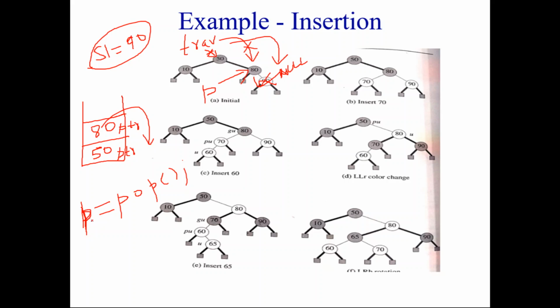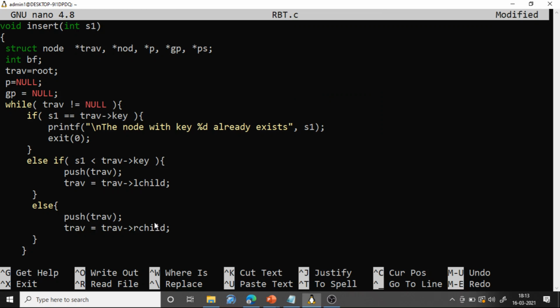If S1 is less than P arrow key, then S1 will come as a left child. Otherwise S1 will come as a right child. So here S1 is greater than P arrow key, so it will come as a right child. So first you have to create space for the node. Node is equal to malloc, all those things, and then you have to assign. That's what we are doing here.